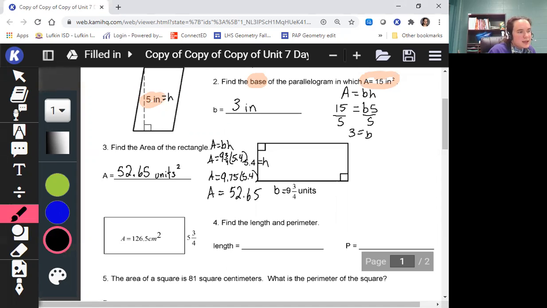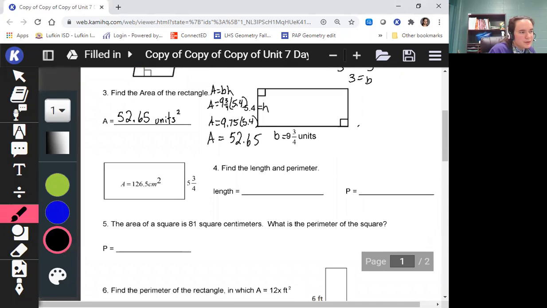Our next one, we want to find the length and perimeter of our rectangle. Again, remember that the formula for area of a rectangle is base times height. So we have our area, that's 126.5 centimeters squared. And we know our height is 5 3/4, also 5.75 for our height. And we're looking for our base. So base times 5.75. Solving for our base, so divide by 5.75.